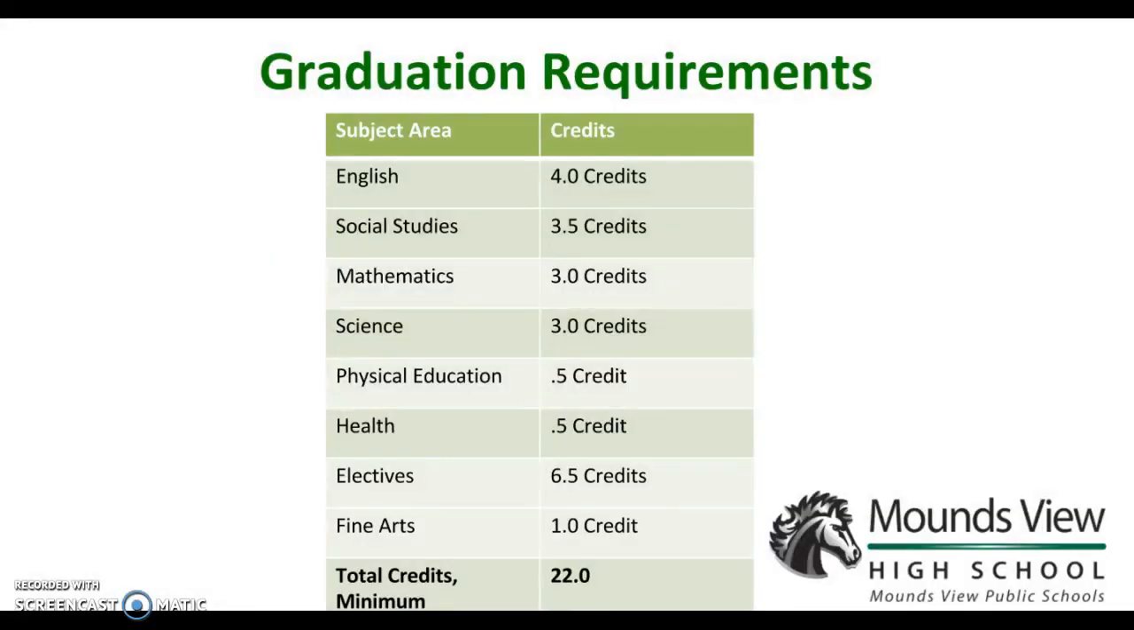Graduation requirements, just a reminder: 22 total credits to graduate, 4 full years of English, 3.5 years of social, 3 years of math, 3 years of science, as well as some electives including 1 semester of Phy-Ed, 1 semester of health, and 6.5 semester credits of electives. Also, 1 full year of fine arts.